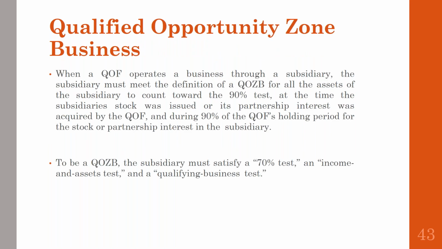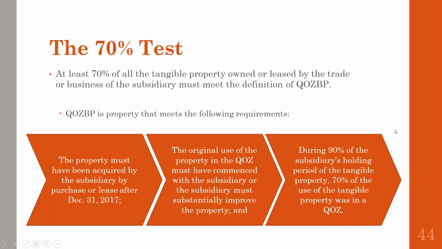All right. So the actual business, you need to operate a business. You can operate it through a subsidiary. That's fine. The subsidiary has to meet the definition of a QOZB, a qualified opportunity zone business, 90% test like we talked about. One other item to note, though, is that to be a QOZB, the subsidiary can satisfy a 70% test, which makes it a little bit easier to satisfy. 70% of all the tangible property owned or leased by the QOZB. And so by having my business in a QOZB, as opposed to directly through the QOF, that 90% standard can be loosened to a 70% standard.